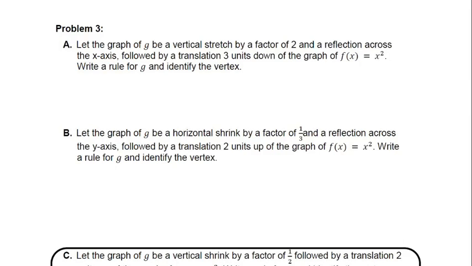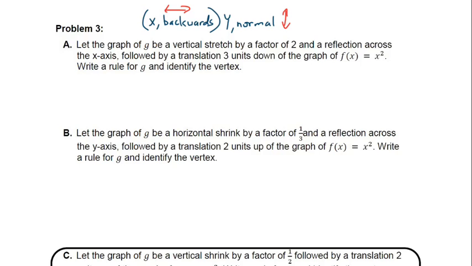Alright, this is chapter 3.1, problem 3. Basically what we're doing here is taking transformations and writing the equation. Okay? So, here we go. Remember, x is inside and is backwards. That's everything left and right. Outside is y and normal. That's everything vertical, so that's everything up and down. Okay, so here we go.